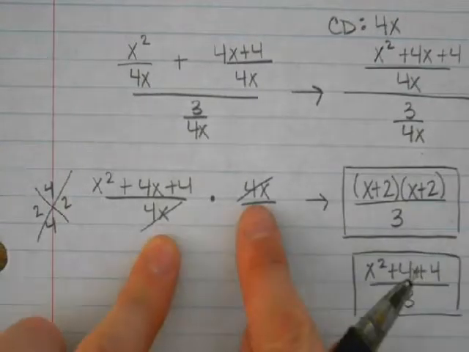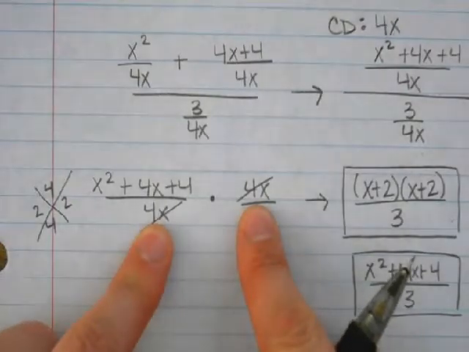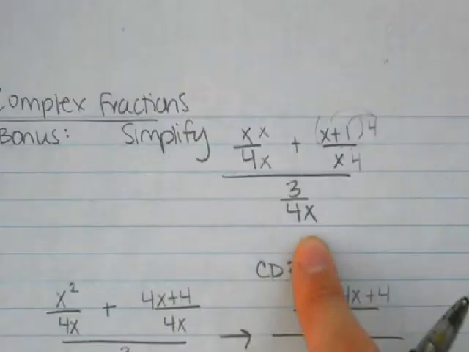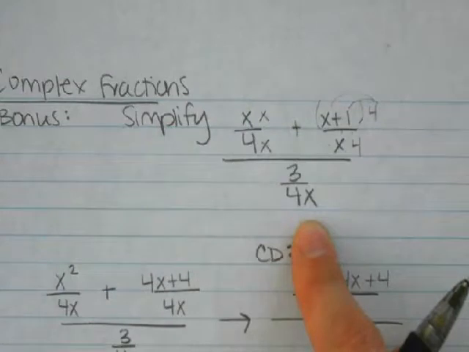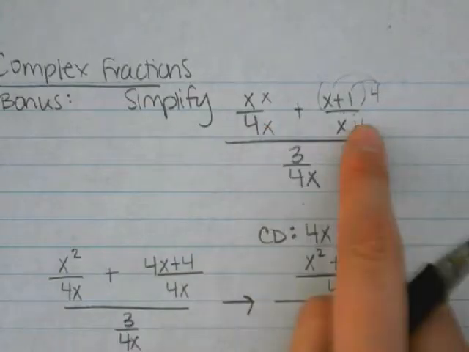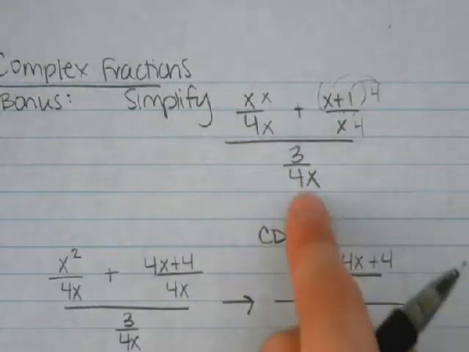So when we canceled out the 4x and the 4x, what was that from the original problem? If you go back up to the top, what was that in the original problem? That was the common denominator, right? So it was this 4x right here canceling with this 4x down here.